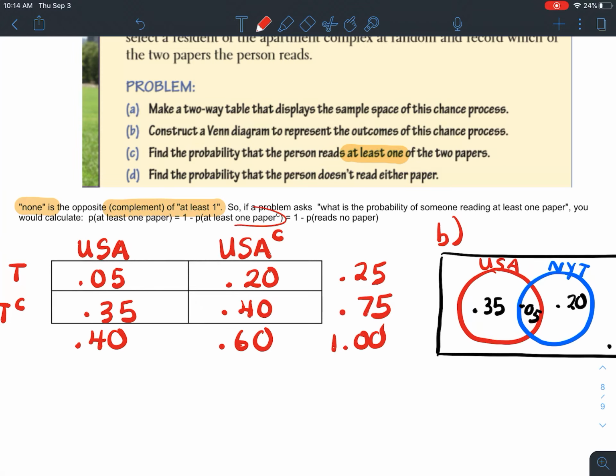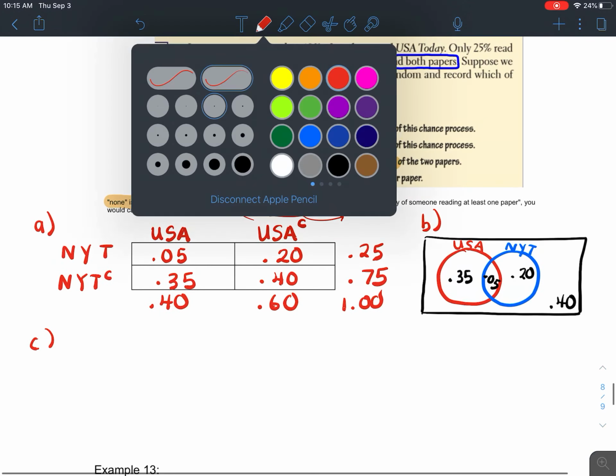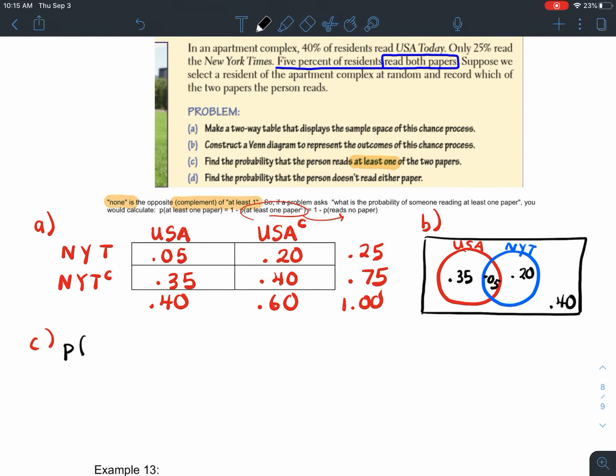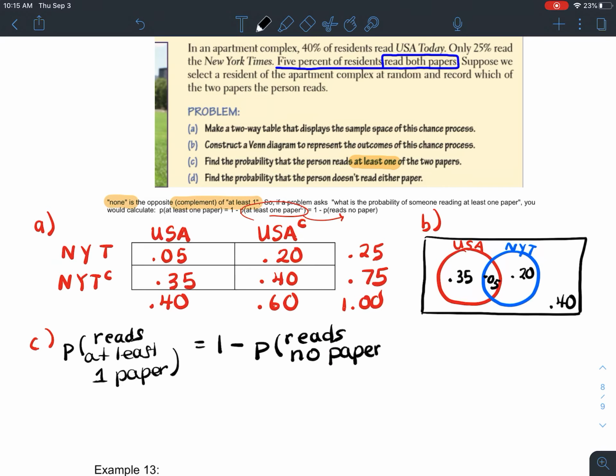That's the complement. Now think about what not reading at least one paper means. If you're not reading at least one, then that means that you are reading none. You're not reading any papers, okay? So let's go ahead and kind of spell this out here. We're looking for the probability that someone reads at least one paper, okay, at least one. Okay, would be found by taking 1 minus the probability that someone reads no papers. Okay, reading no papers is the complement to reading at least one.